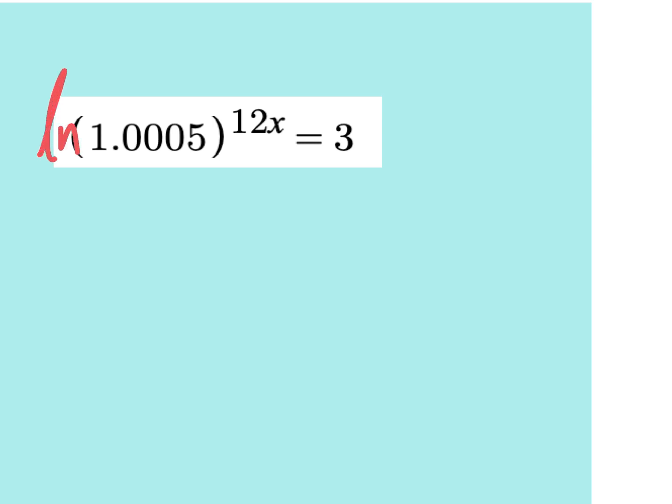How quickly we forget. ln of both sides. I'm not saying you forgot. I'm saying a lot of people didn't say that. ln's. Now, let's not actually finish this one, but do you get what we would do? That would go down to the front. And there's only one x. Huh, this one's easy.